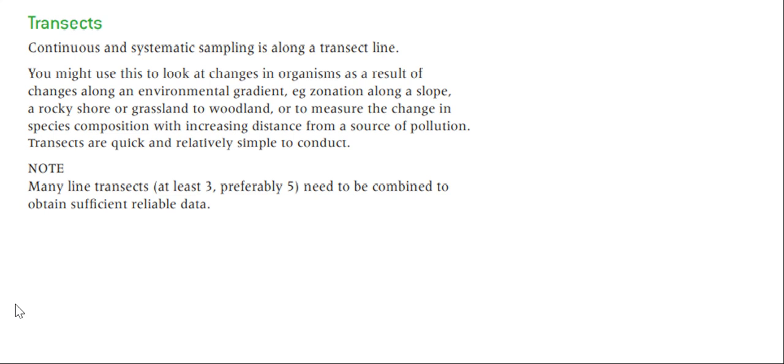Looking forward to transects. We can have different types of transects, and now we'll be looking at that because it is important to know about transects as well.